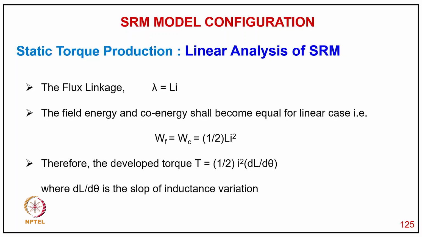Therefore the torque developed, either way, is equal to half i square dL upon d theta, where dL upon d theta is the slope of the inductance variation. You can see that if the slope is positive, you will get a positive torque, as a motoring action, and if you have a slope of dL upon d theta negative, then you will get a negative torque. And of course the torque is proportional to the current squared, so it does not depend on the direction of the current, whether the current is positive or negative in the motor.